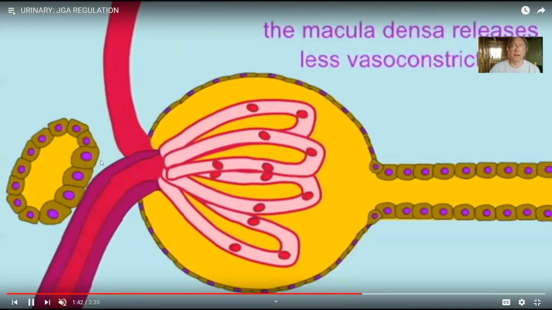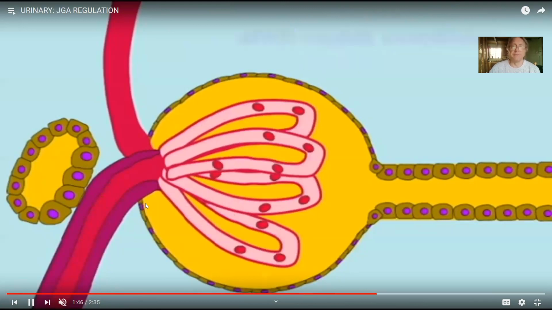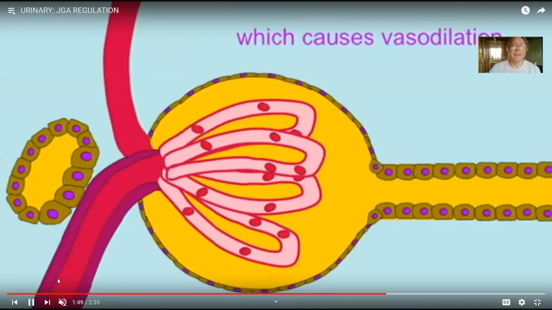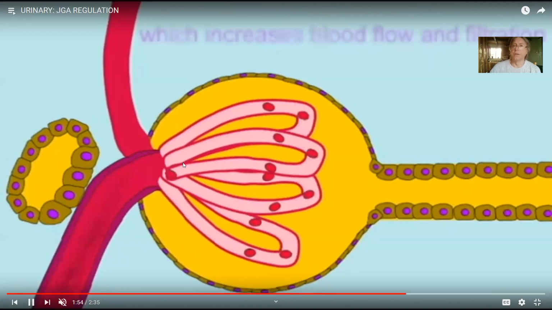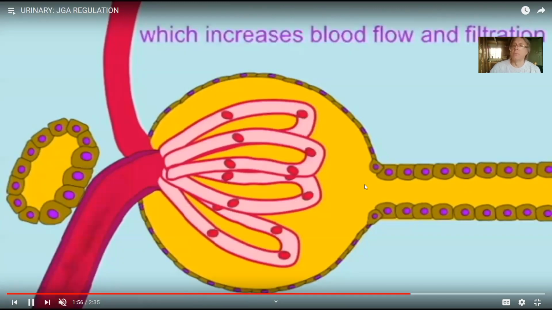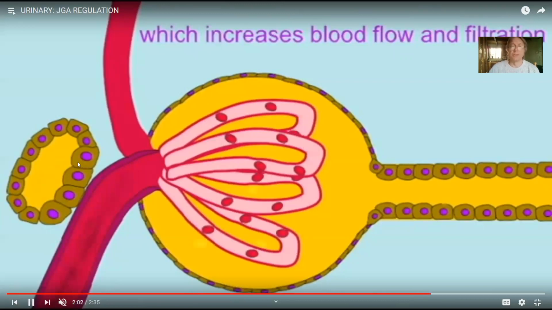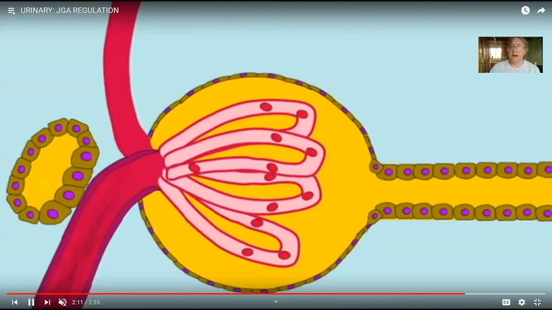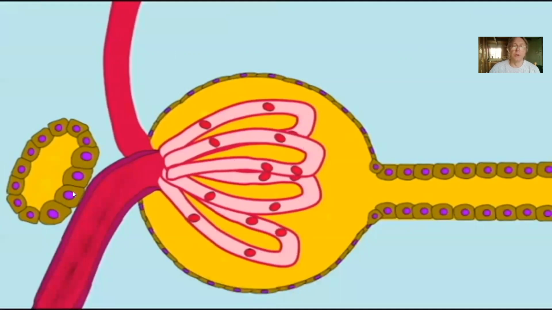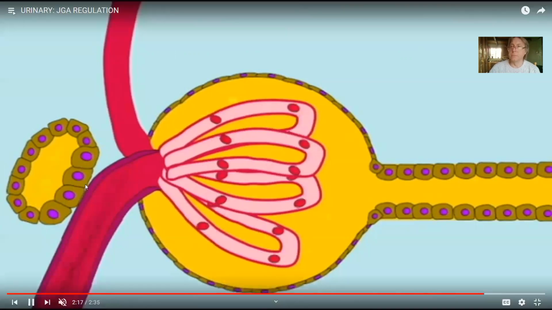Notice the green stars are about to stop. With less vasoconstrictor, that then causes vasodilation. With vasodilation, now more blood comes in the afferent arteriole, resulting in more pressure, more filtrate being made, and then more urine. And so once again, it is the autoregulation by the amount of vasoconstrictor released from the macula densa, which is determining this.